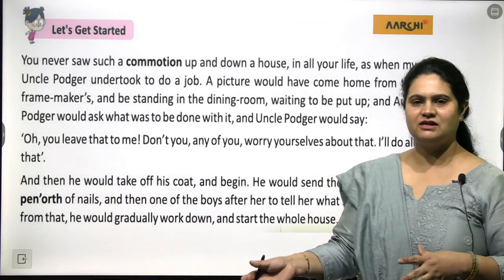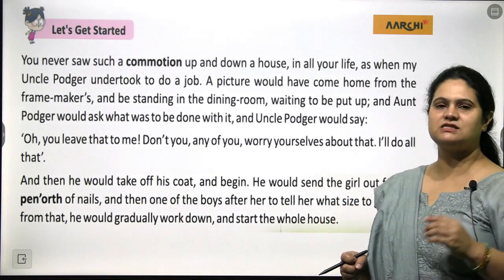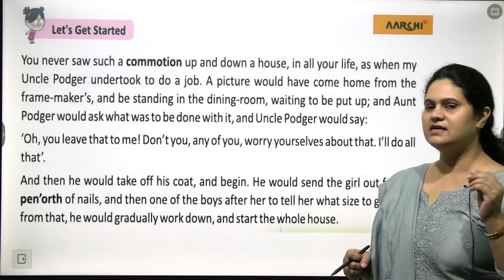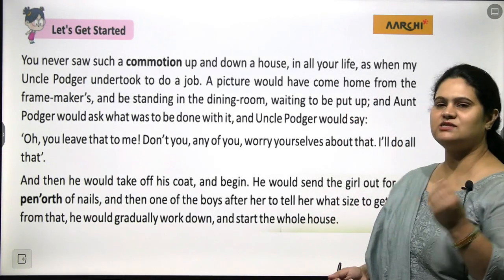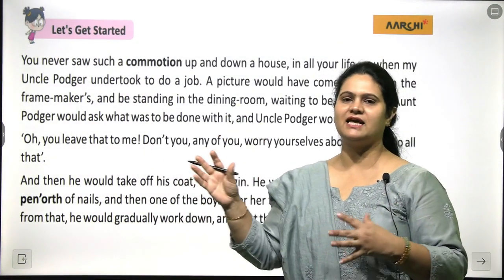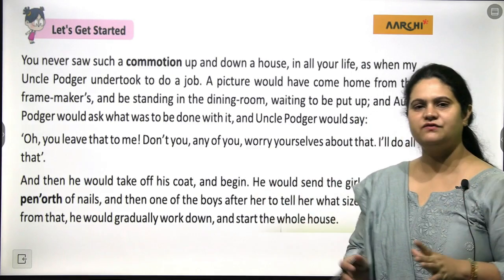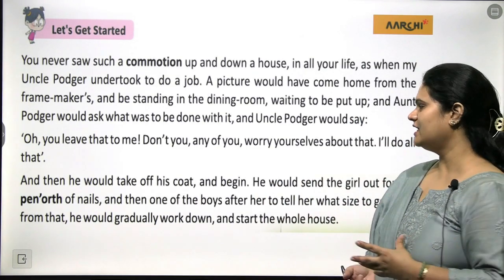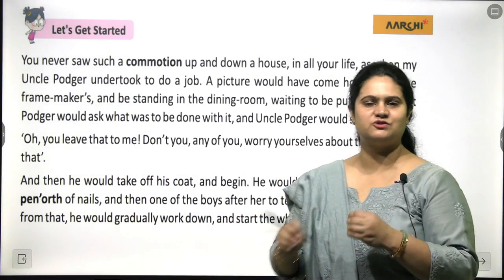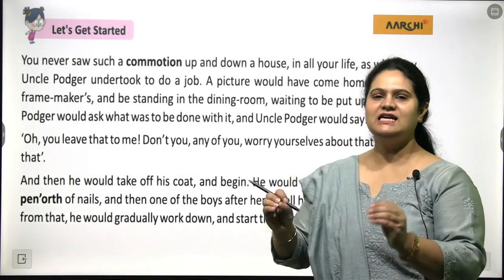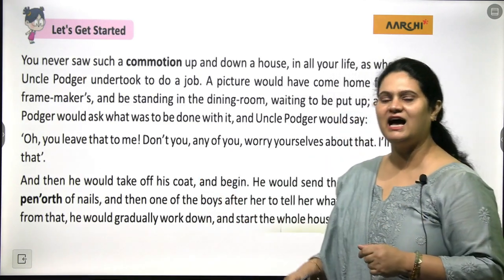And he would start preparations for putting that picture up on the wall. He would send the girl out for 6 pennorth of nails. 6 pennorth means 6 penny worth, right? 6 penny worth of nails. And then one of the boys after her to tell her what size to get first. He would send one girl to get the nails, and then he would forget to tell her the size. He would send another boy after that girl to tell her what size of the nails to be got. And from that, he would gradually work down and start the whole house. He would start giving commands and instructions one after the other and involve each and every person of the house. And then he would say, I will do it all alone. Let's see how he hangs the picture.